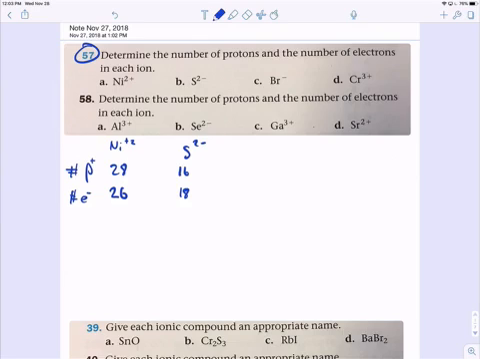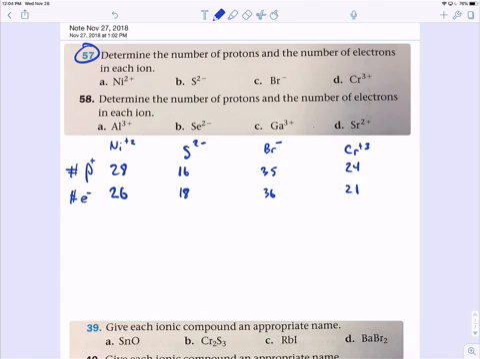So bromine just has plain old 35, and that's just the atomic number. And minus 1 means an extra electron, so 36 electrons. And chromium plus 3, chromium has 24 protons. And plus 3 means it's missing 3, so 21 electrons. So, questions with this one?